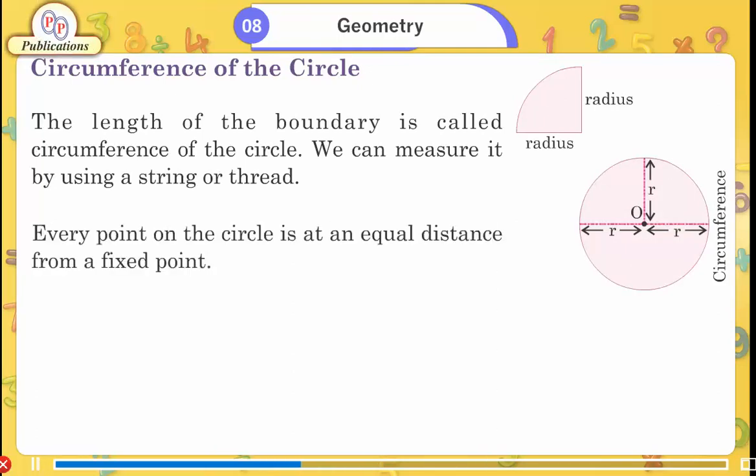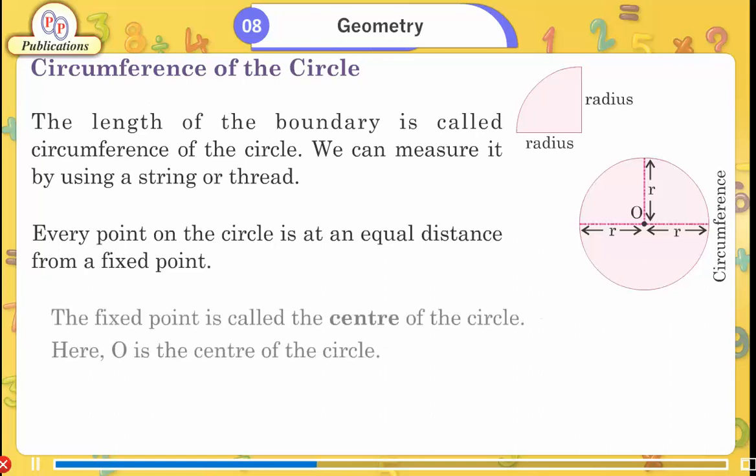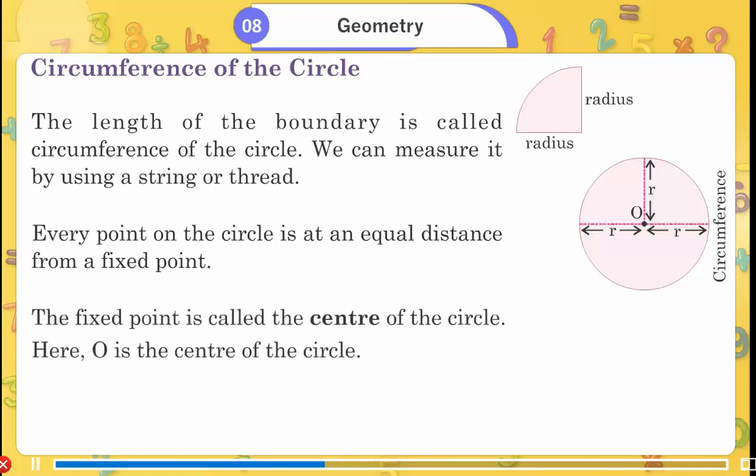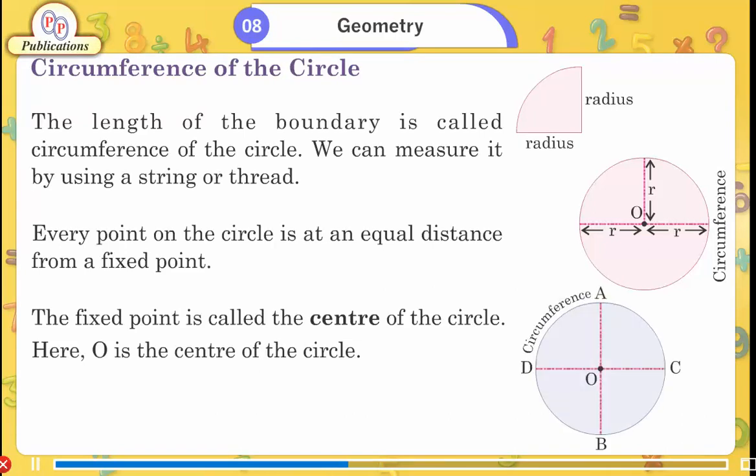Circumference. Every point on the circle is at an equal distance from a fixed point. The fixed point is called the center of the circle. Here, O is the center of the circle.